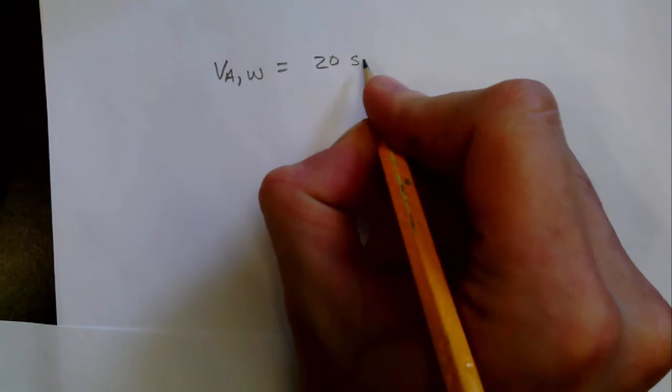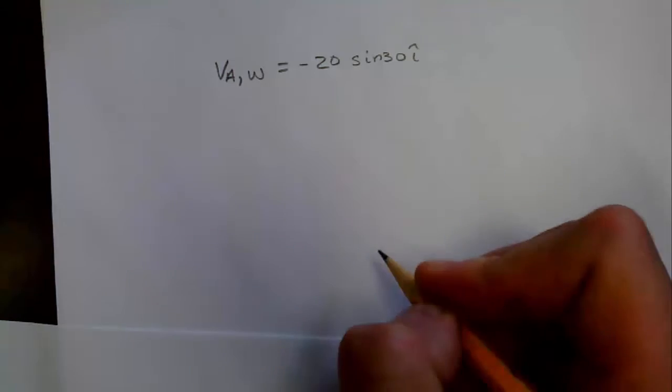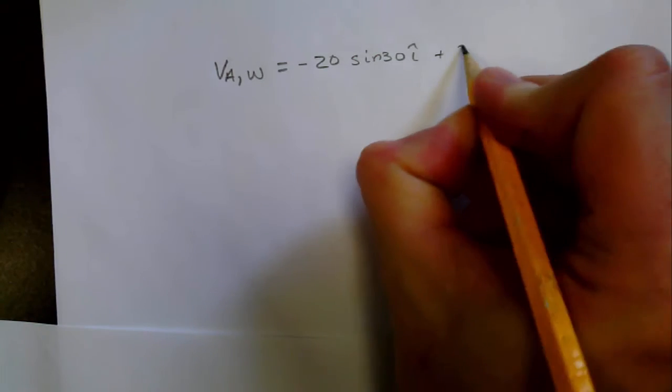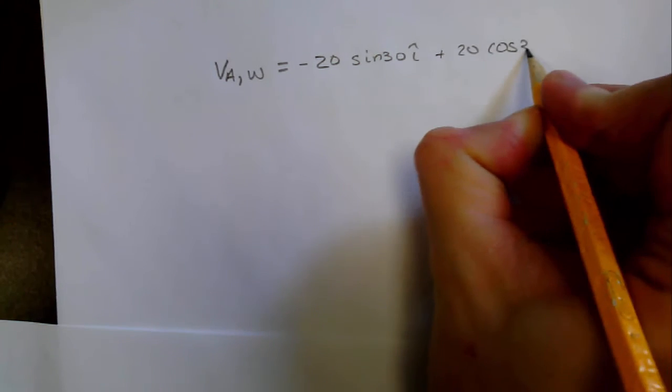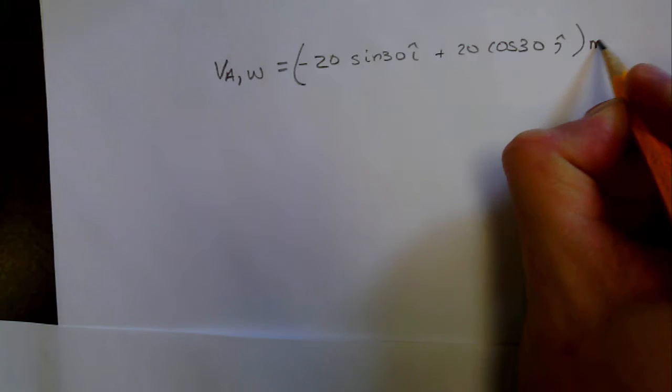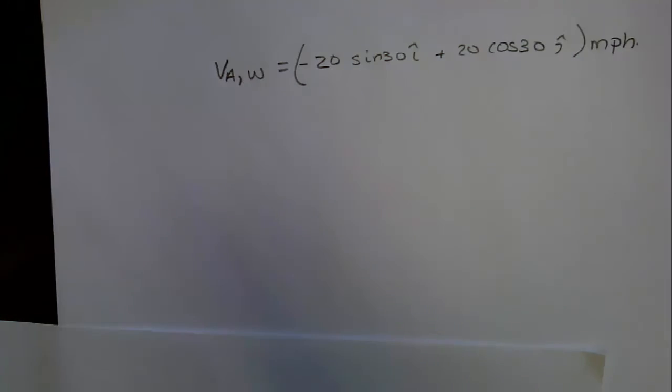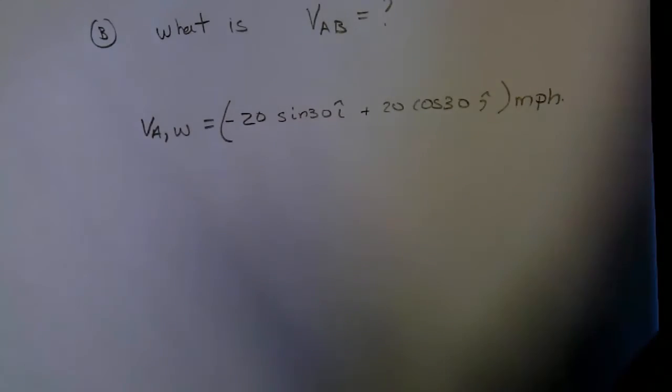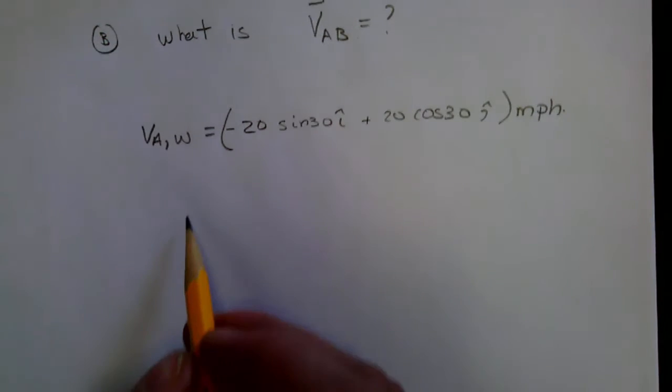times sine of 30. That's in the minus i hat direction. And then I get a plus 20 miles per hour cosine of 30 in the j hat direction. All the units of that are miles per hour. Okay, so that's the velocity of boat A with respect to the water.